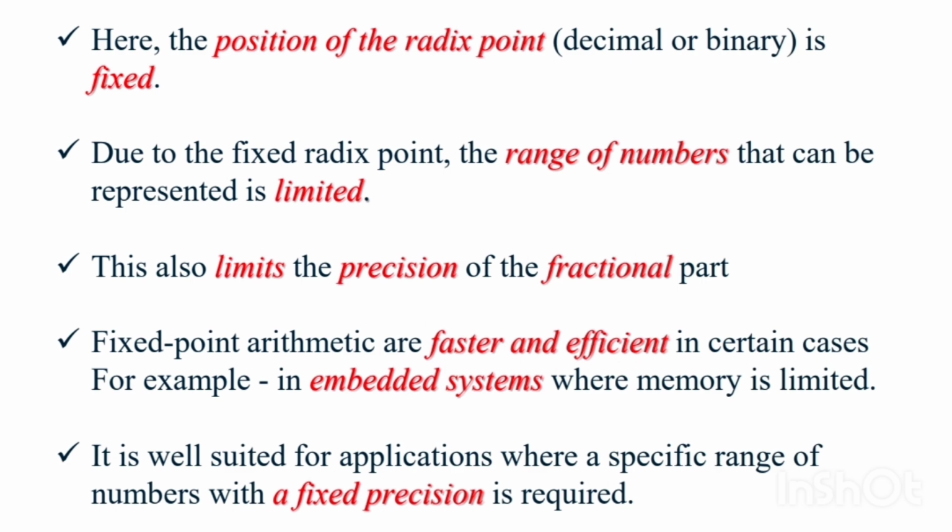Fixed point arithmetic is faster and efficient. This is an advantage in certain cases. For example, embedded systems use fixed point representation, and in that case the memory required is usually limited, so this is very advantageous. It makes the circuit faster and efficient also. Finally, we can conclude that fixed point numbers are well suited for applications where a specific range of numbers with fixed precision is required.